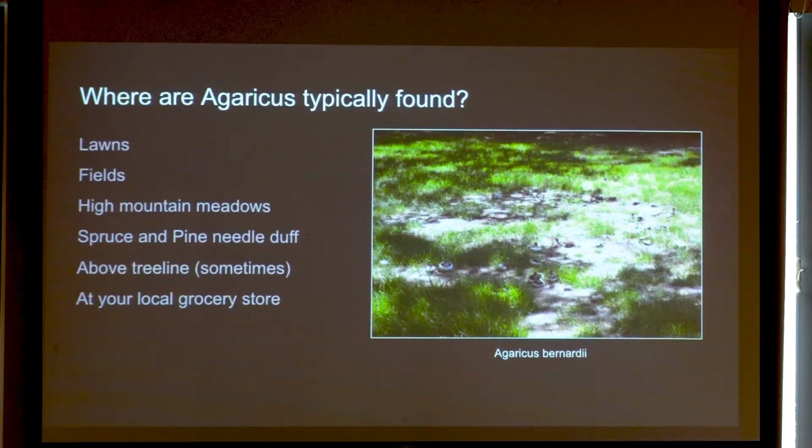High mountain meadows, that's where Campestris likes to grow. Up in the meadows where the cattle graze, out in the open, right in the sun. I find our more prized ones grow under spruce and pine, like Julius. And then there's some that grow over tree line, and those are some of the ones we need to collect and find. But no one's looking for mushrooms over tree line, really. So it's something that needs to happen. And then at your local grocery store.